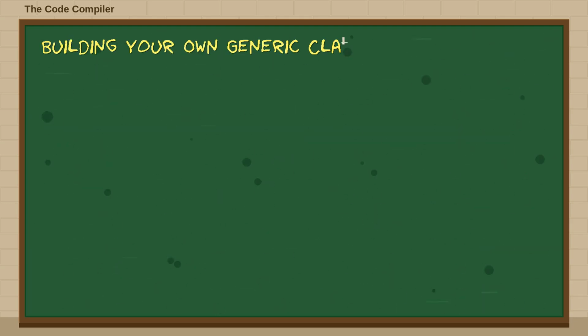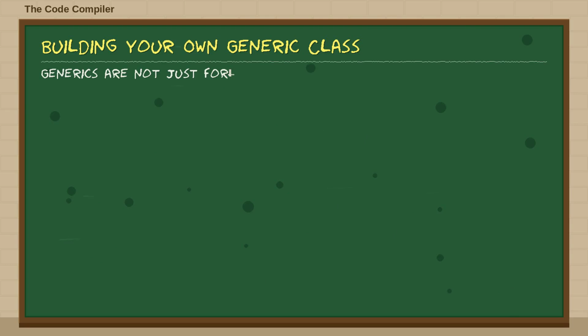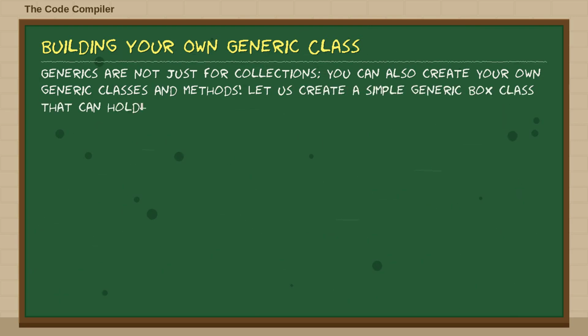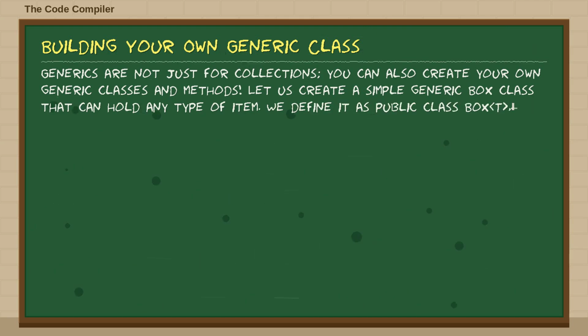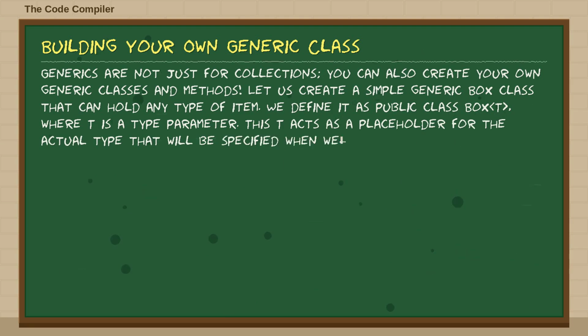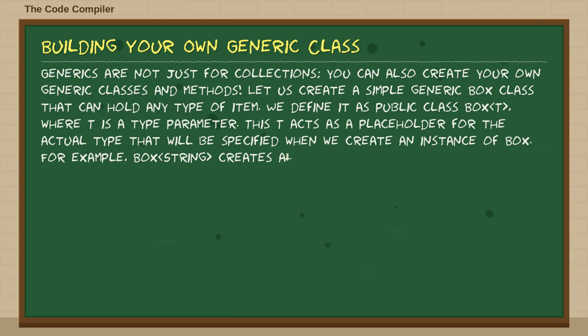Generics are not just for collections. You can also create your own generic classes and methods. Let us create a simple generic Box class that can hold any type of item. We define it as public class Box<T>, where T is a type parameter. This T acts as a placeholder for the actual type that will be specified when we create an instance of Box.